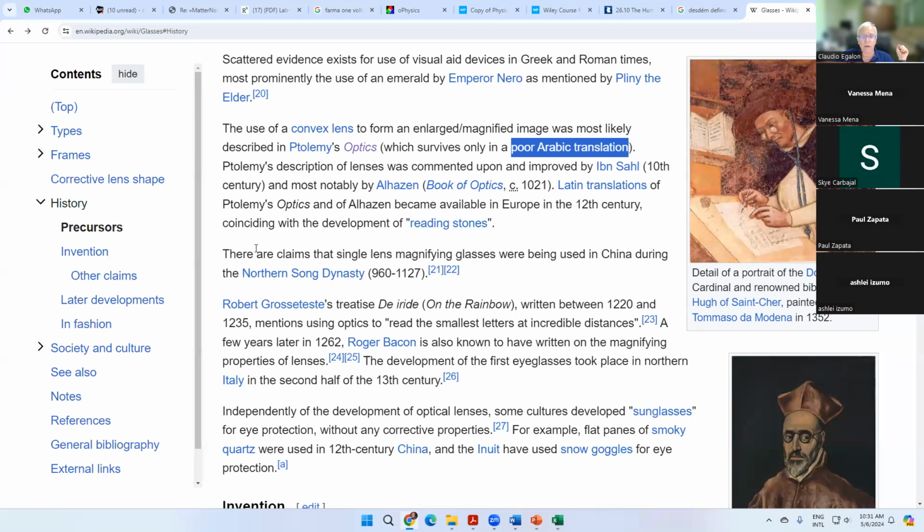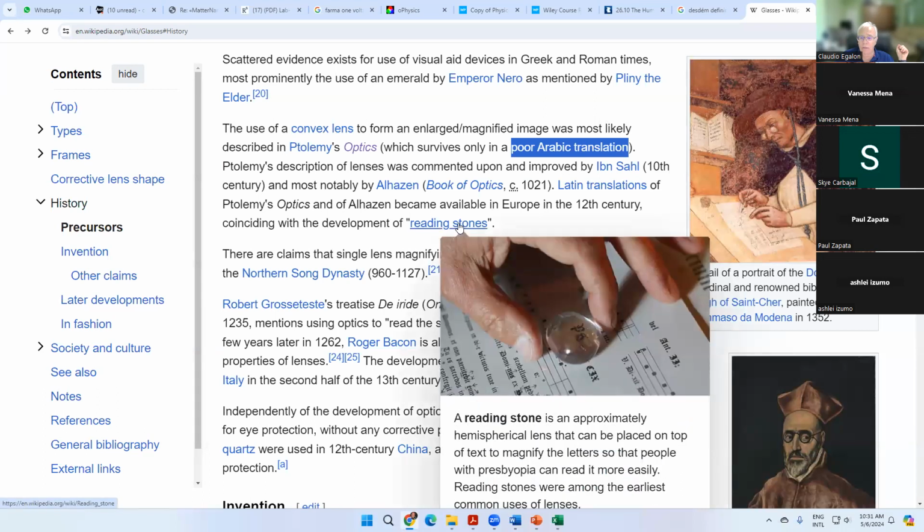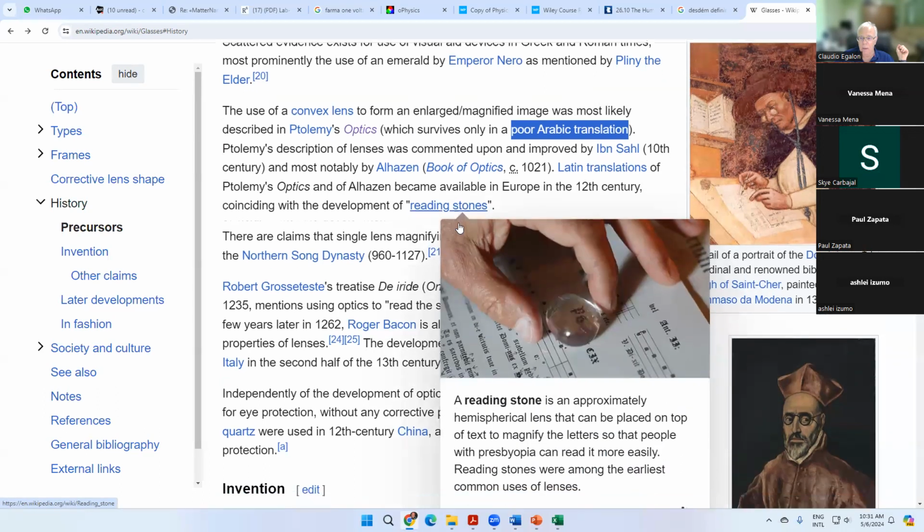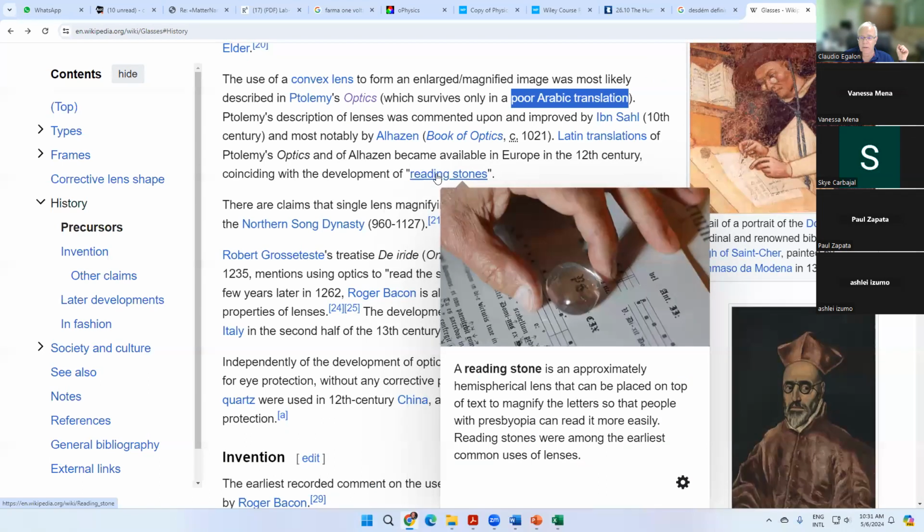So let's go back. A Latin translation of Ptolemy's Optics became available in Europe in the 12th century, coinciding with the development of reading stones. What reading stones? Oh, here you go. That's what a reading stone is. An approximately hemispherical lens that can be placed on top of text to magnify the letters so that people with presbyopia can read it more easily.